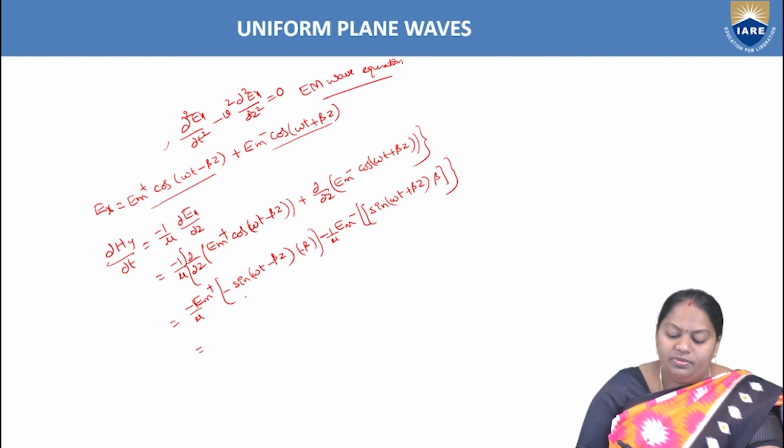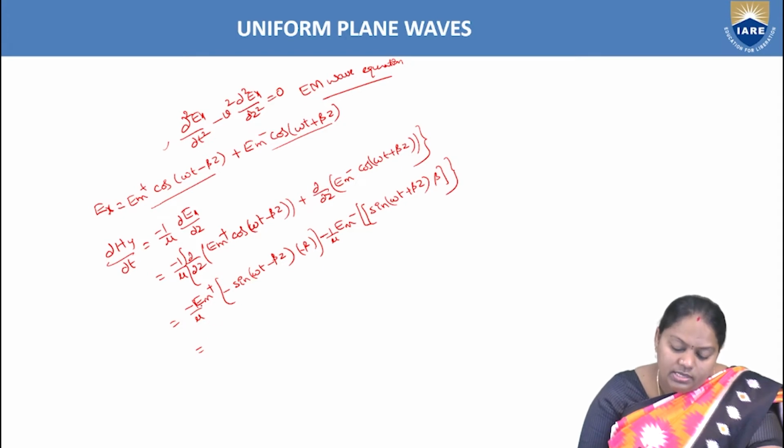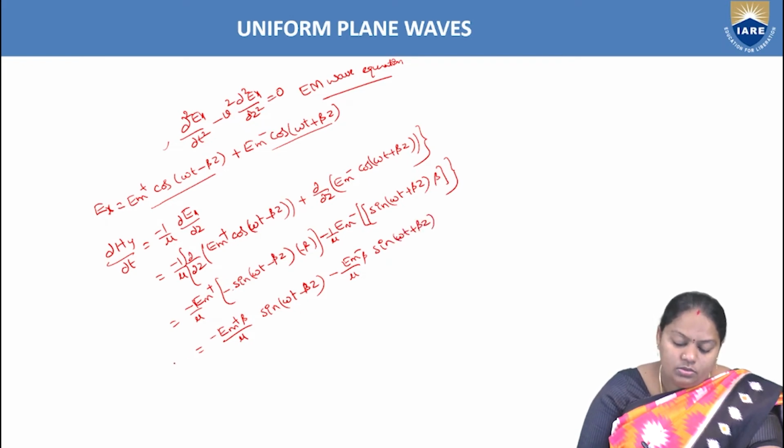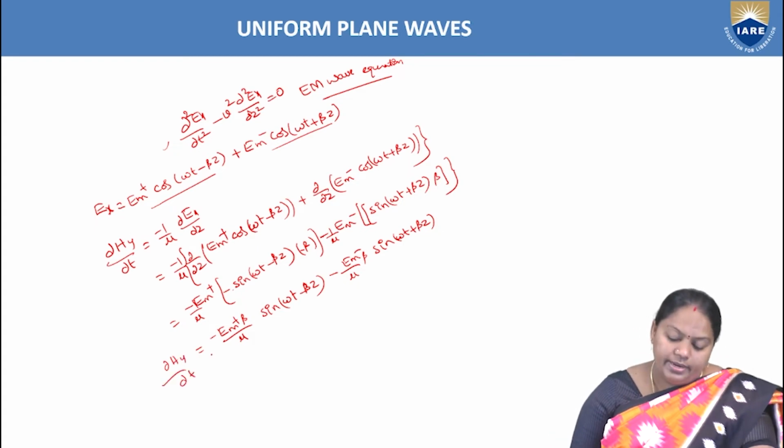Okay, now if you simplify this one, then it becomes minus Em plus, so minus of minus plus, and here also minus, then minus Em plus beta by mu into sin(omega t minus beta z), then minus Em minus beta by mu into sin(omega t plus beta z). So dou Hy by dou t is equal to this. This is the way we are going to get the equation.